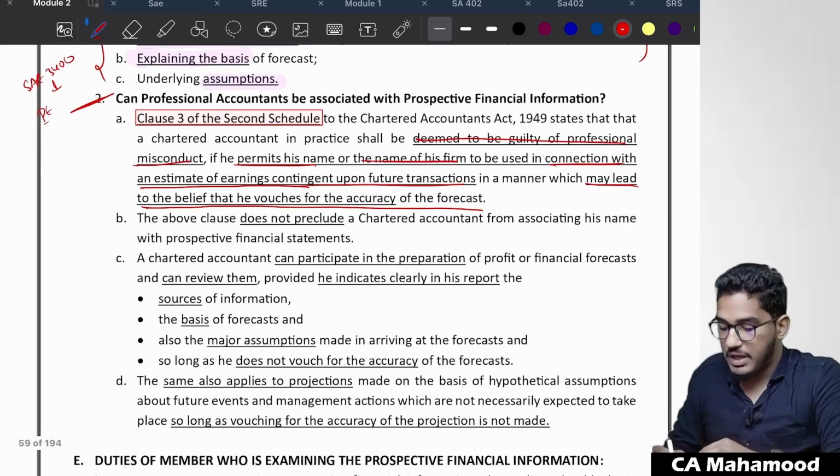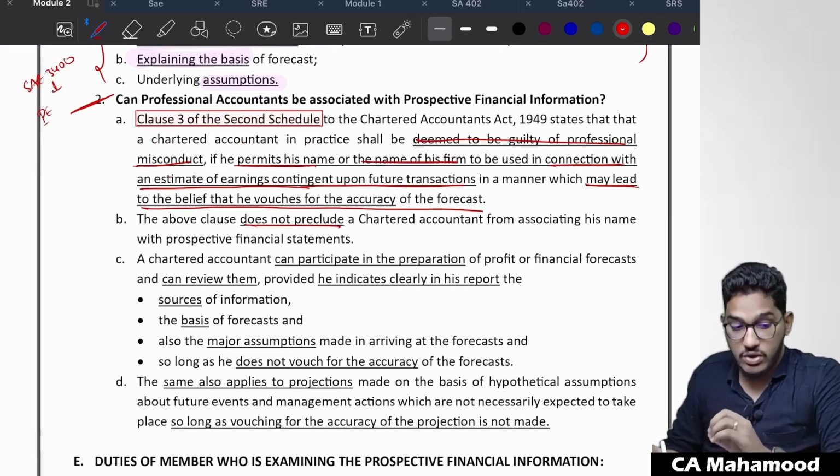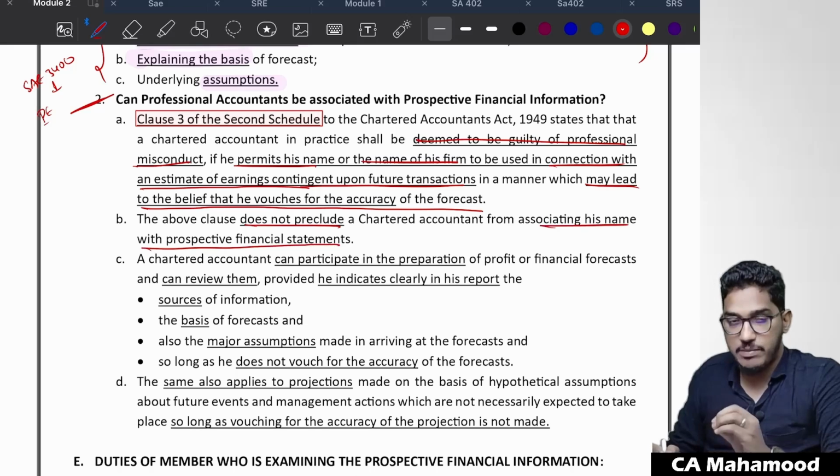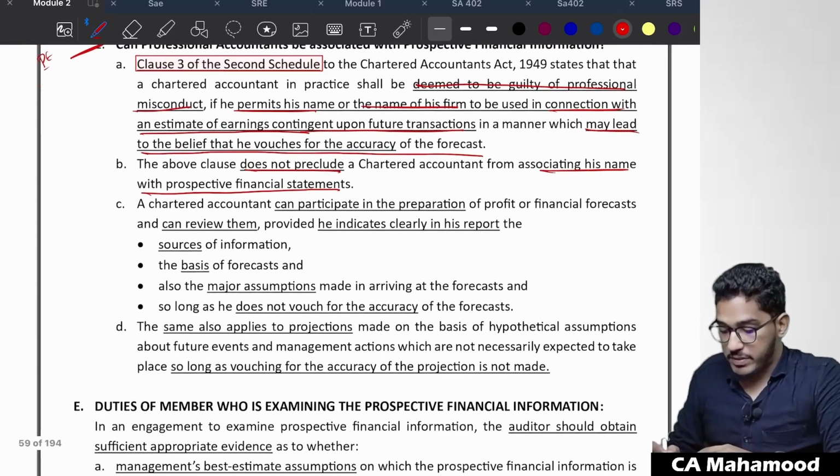Same thing we have read there. The above clause does not prohibit a chartered accountant from associating his name with prospective financial statements. That means the above clause is not stopping a chartered accountant from associating his name with prospective financial statements.